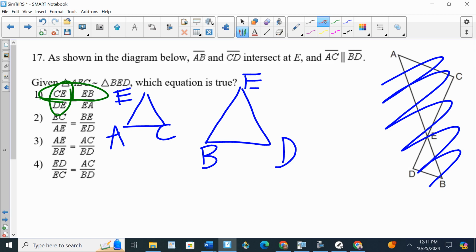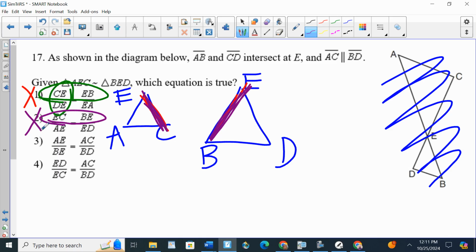So let's start with CE and EB. CE, EB, they're not in the same triangle. They don't correspond. That's not correct. Choice 2, EC, BE. Is that the exact same thing we just did? Yes, it is. That's not correct.